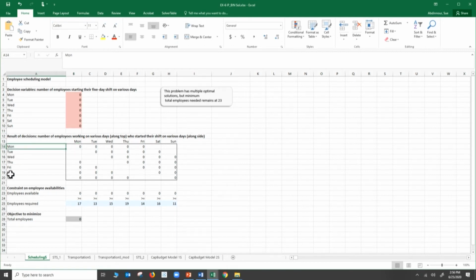Here is when you start, and here is when you're working horizontally. It tells you that. So you start on Monday and you have to work 5 days in a week consecutively. Then you're working Monday, Tuesday, Wednesday, Thursday, Friday, right? You're off Saturday and Sunday. So this cell is nothing but how many people started on Monday. So if I say 3 people will start on Monday, these 3 people will be available Monday, Tuesday, Wednesday, Thursday, and Friday, but not Saturday and Sunday.